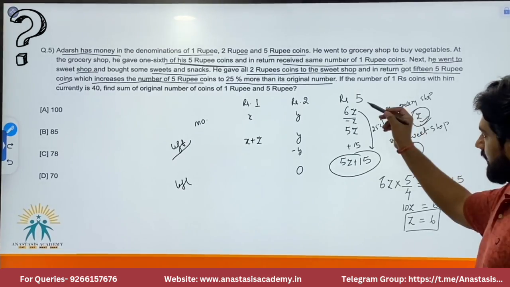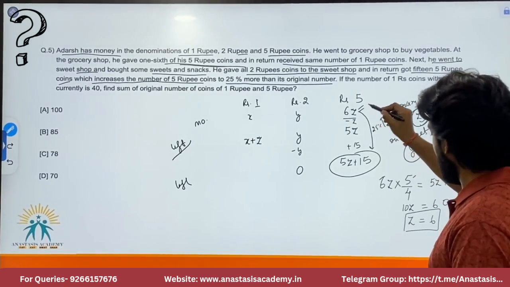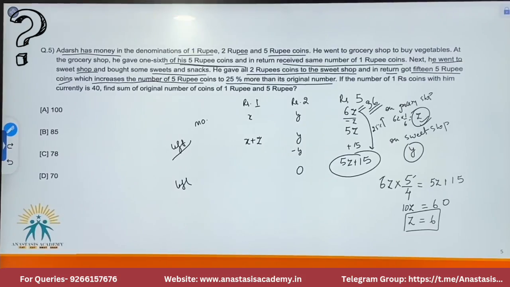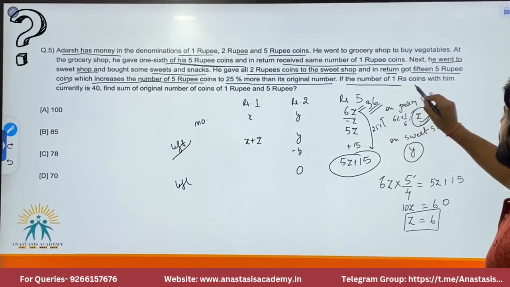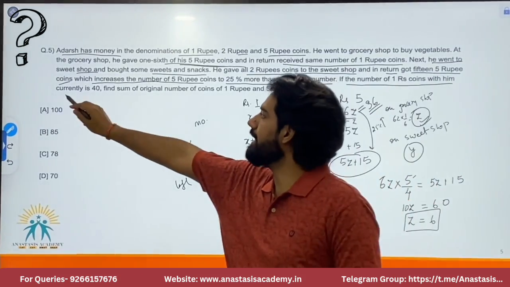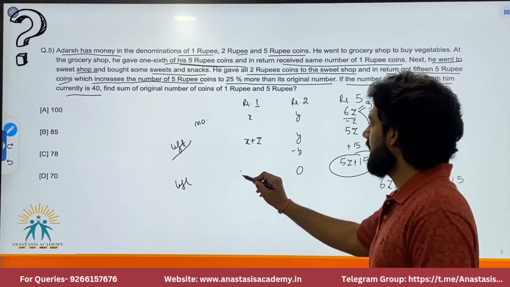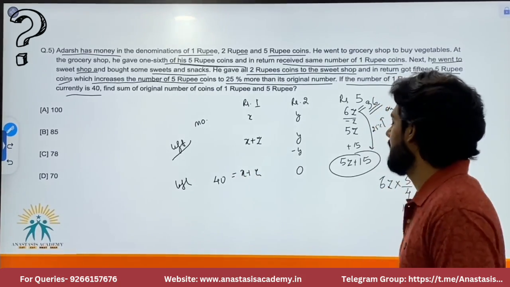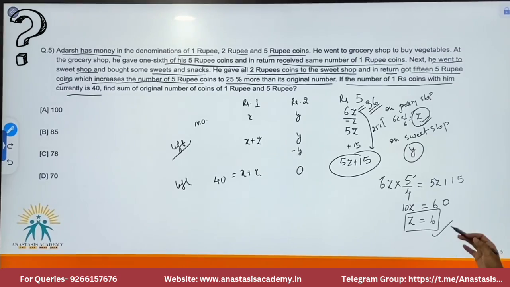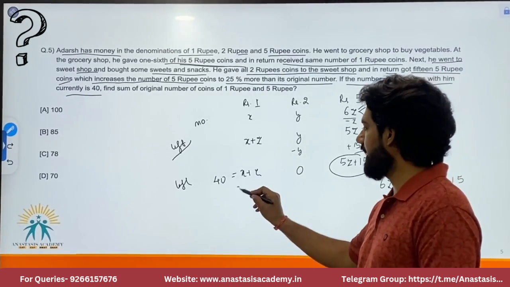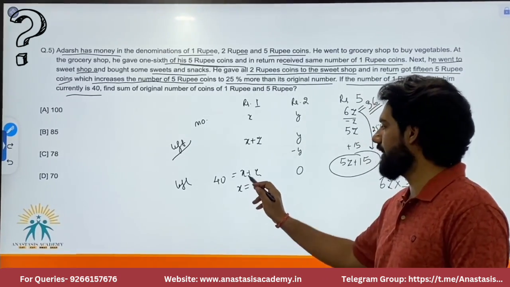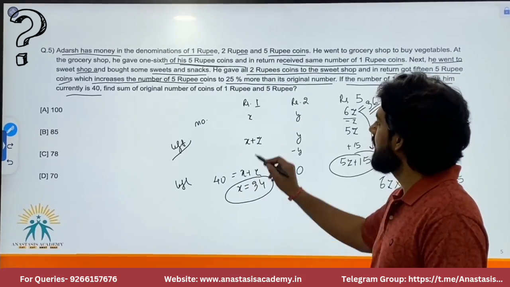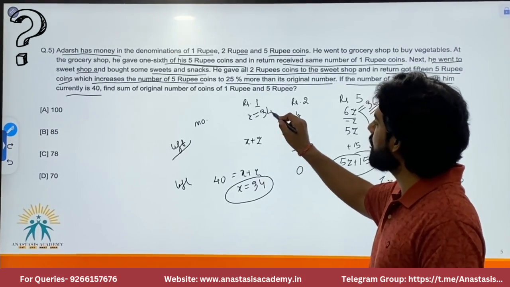So I know initially he had 36 coins of 5 rupees. Now, it is given that the number of 1 rupee coins with him currently is 40. That is X plus Z is giving me 40. And I know from here Z is 6. So I can get the value of X as 40 minus 6, which is 34. So initially he had 34 1 rupee coins.